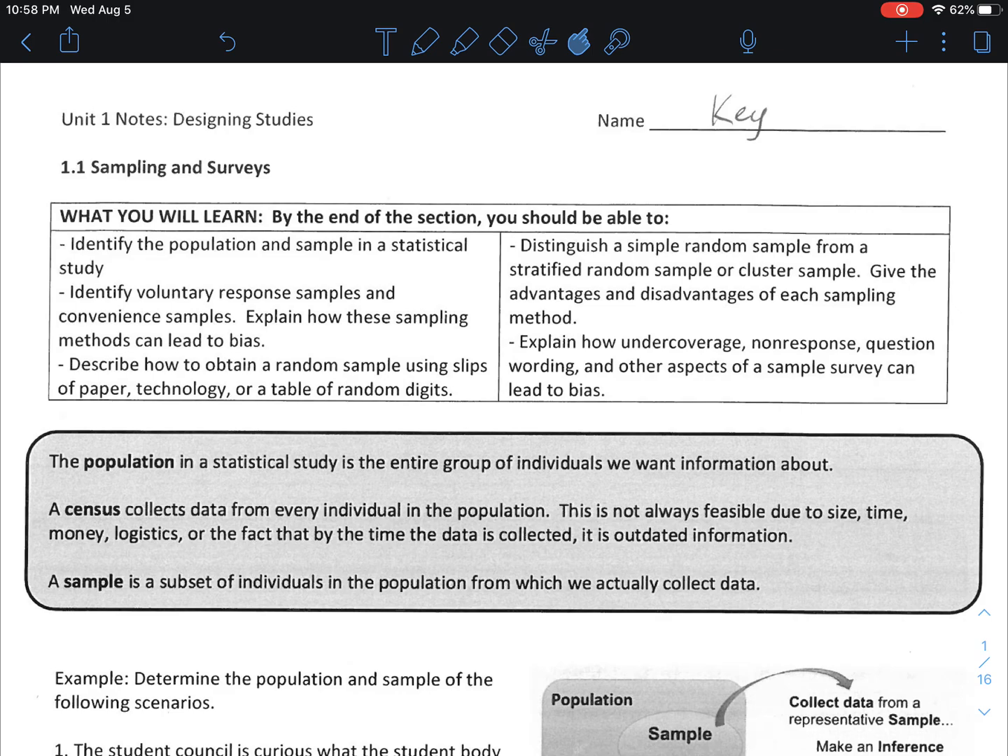You would make an inference, which is something we'll talk about later, to infer something about the population. Okay, the average age of a sample of Elk Grove High School students is 17.2 years. So I'm going to infer something about all the students in Elk Grove High School.